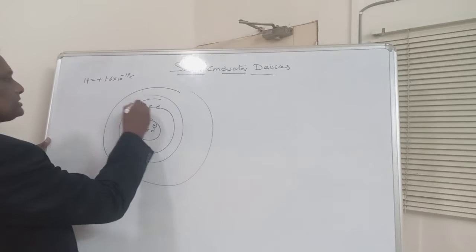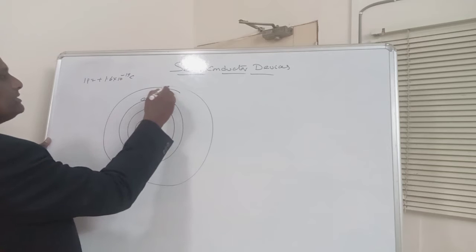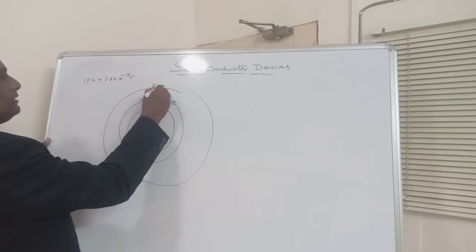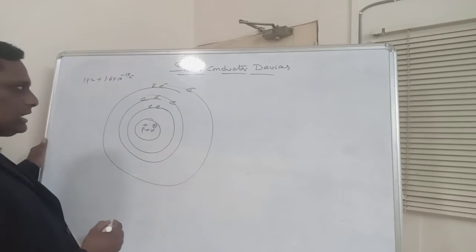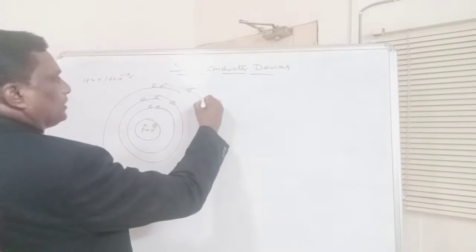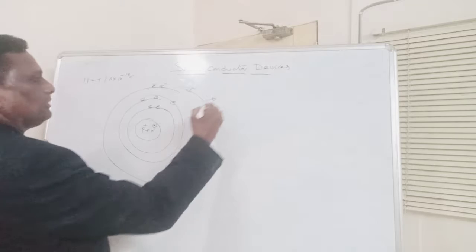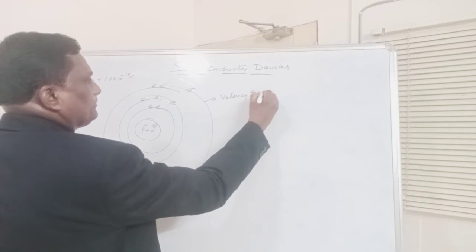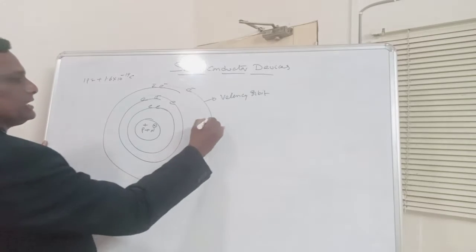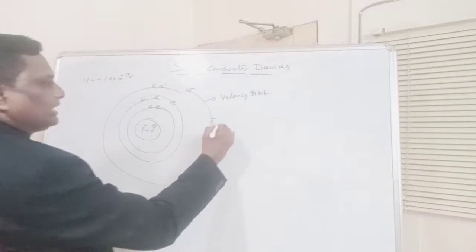Now the outermost orbit of the atom is called valency orbit, and the electrons which exist in the outermost orbit are called valency electrons. I will repeat, the outermost orbit of the atom is called valency orbit. The electrons which exist in this valency orbit are called valency electrons.